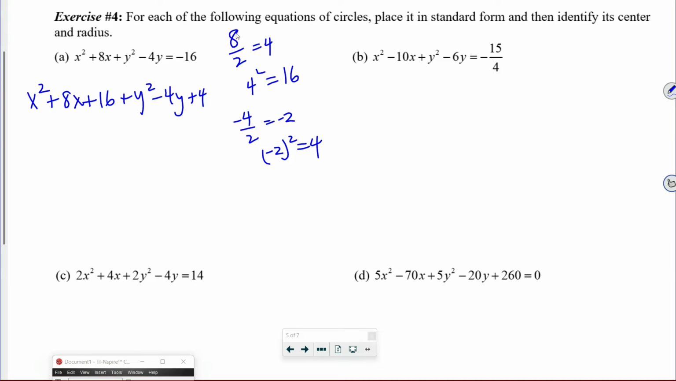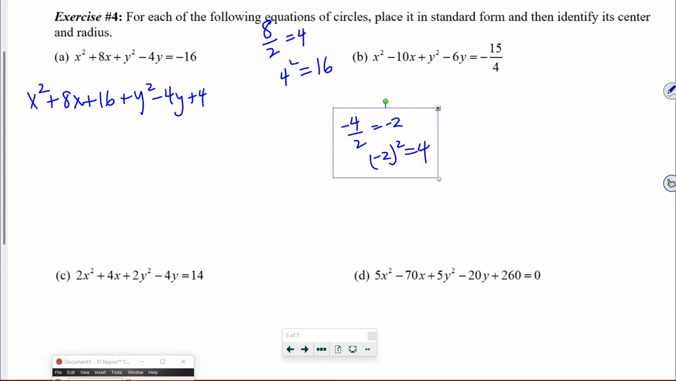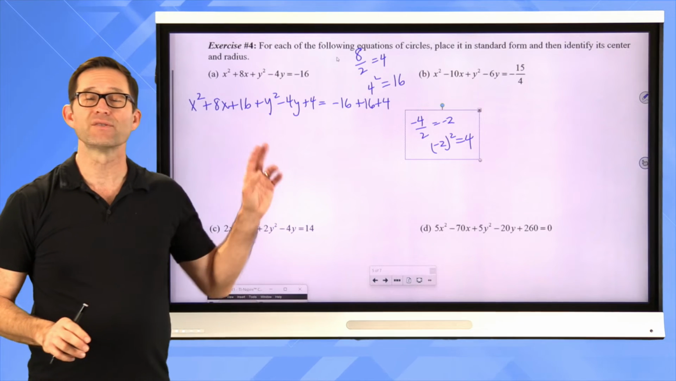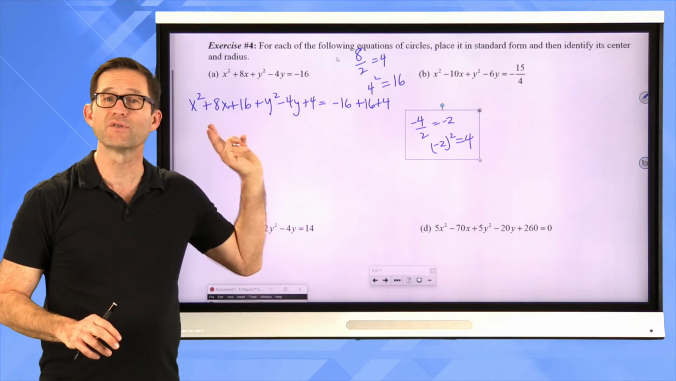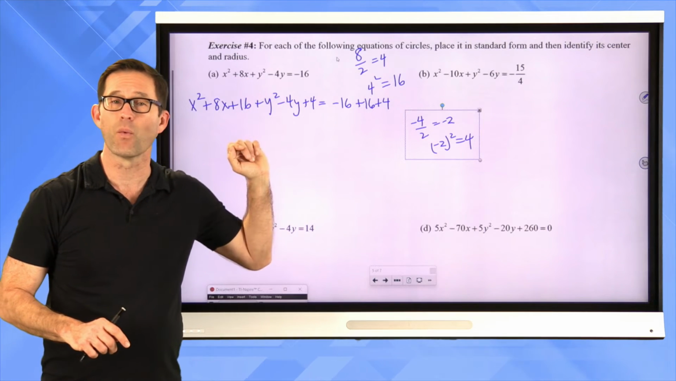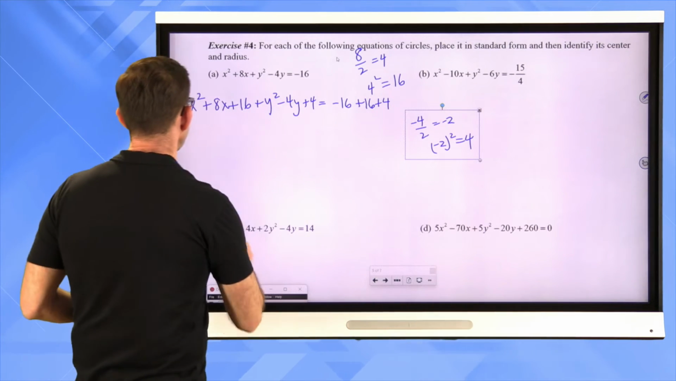And of course, I ran out of room. So maybe I'll just move these over here real quick. I need to add both of those to this side. That's going to be negative 16 plus 4. Okay. So I've done my sort of completing the square on both of those two binomials involving the x and the y. That means I can now do my factoring.